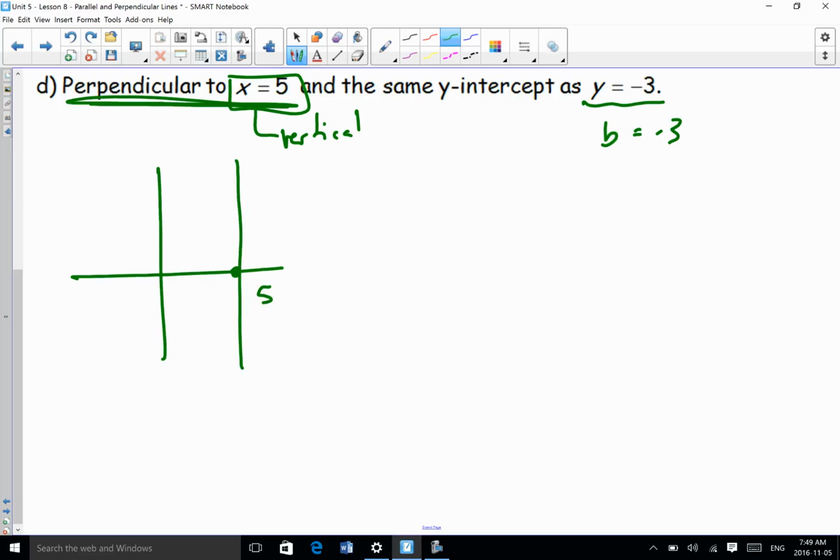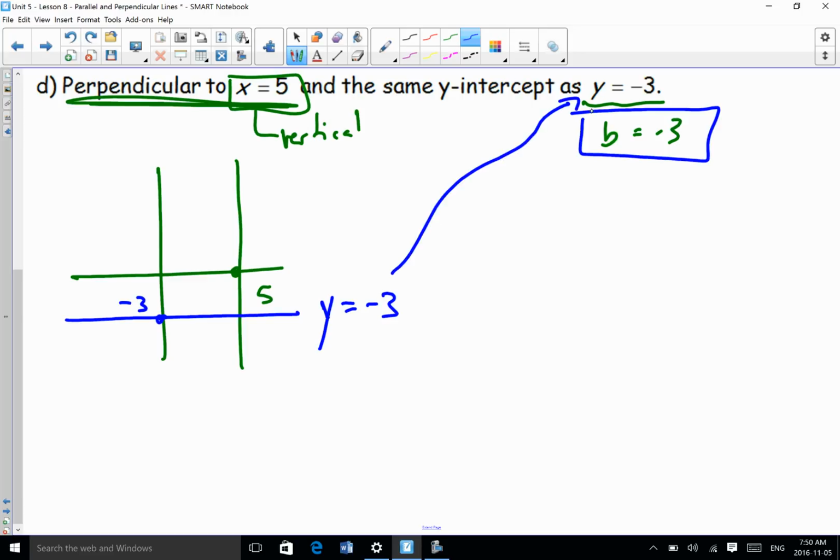Through 5. So it's something perpendicular to that. Well, perpendicular to that would be a horizontal line. Specifically, a horizontal line that goes through -3. So if I think of that as -3, what's the equation of this line? The equation of this line is y equals -3. So this is almost like a trick question. They actually gave us the equation right here. The blue line is the only one that's perpendicular to x equals 5 and passing through that point. And that's kind of a tricky one.